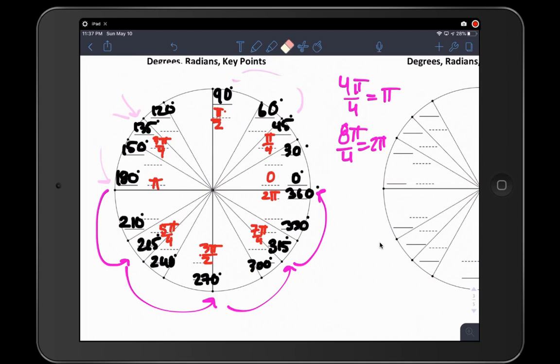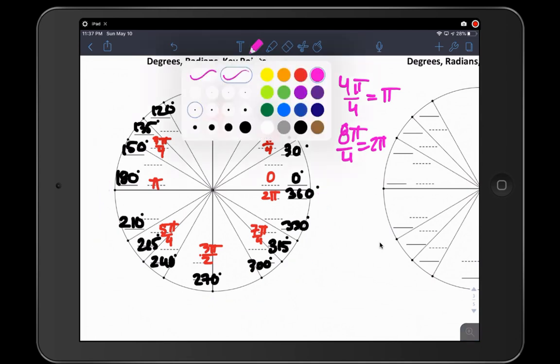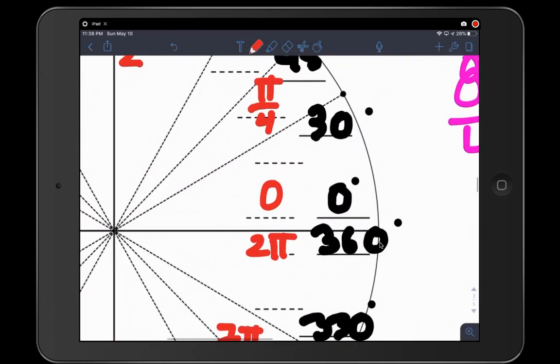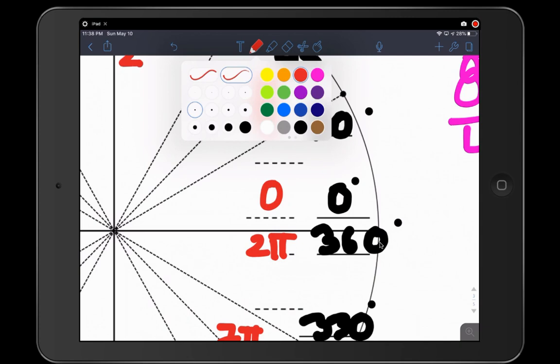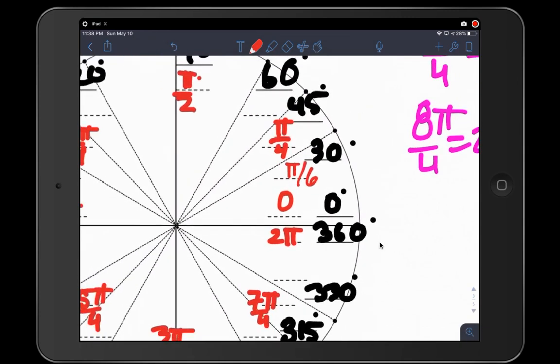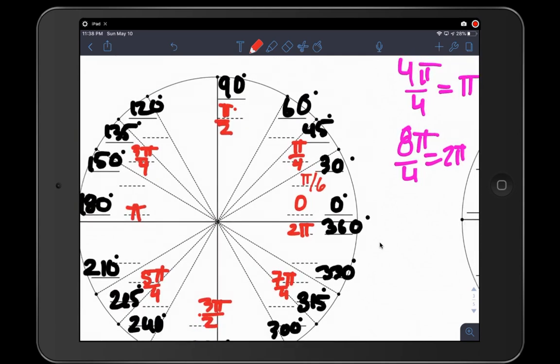Okay, and just like I did with the previous example, I go through and I do all my pi over 6s next. So switch it up a little bit. So start with the 30 degrees, that's pi over 6. I'm gonna make this a little smaller so it fits. So pi over 6 is here. Okay, so then I know that this would be 2 pi over 6. However, that reduces to pi over 3. So this would be pi over 3 here.